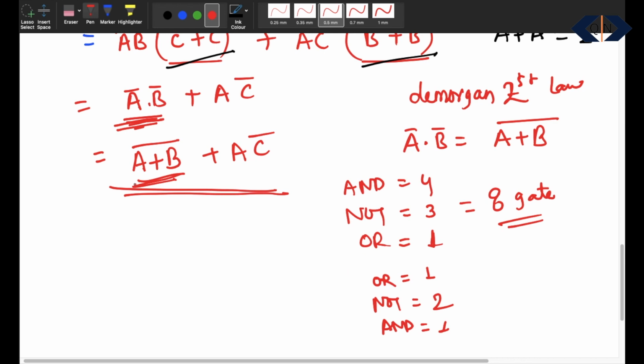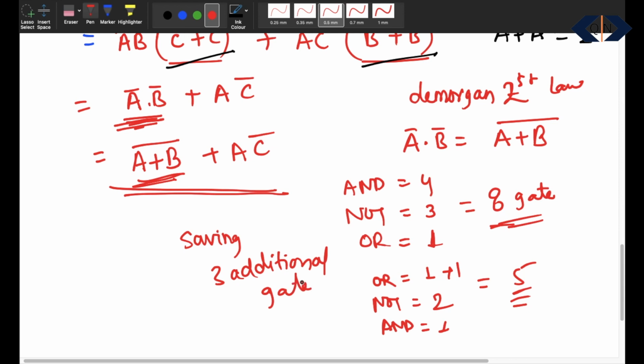And how many OR gates? Here 1 and here 1. So 1 plus 1, 2, 2 plus 2, 4, and 1, 5. So we are reducing it to 5 gates instead of 8. So we are saving 3 additional gates. It seems like very little, but when you are using the circuit in bulk, then this number can be pretty high.